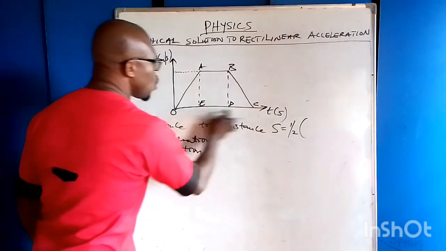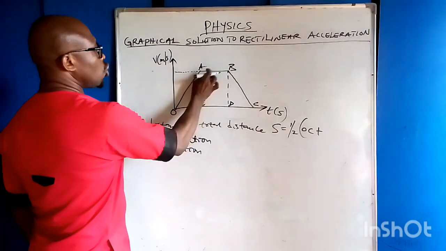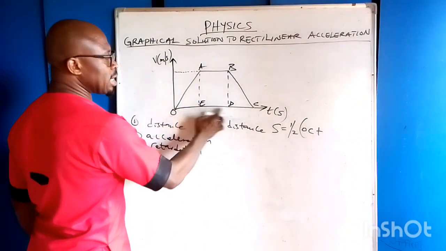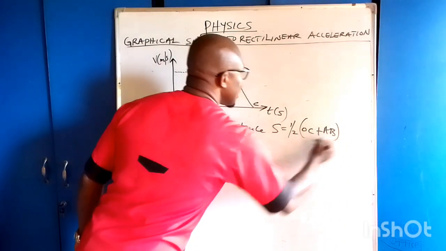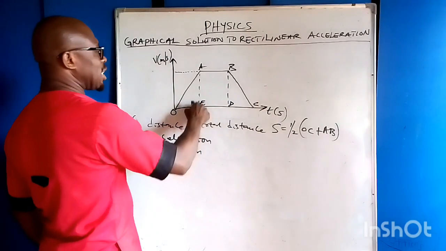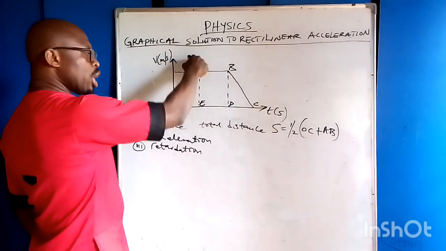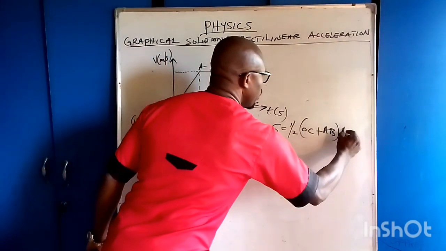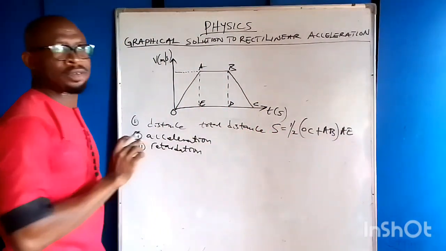Now, the longer side is OC plus the shorter side. You can take it as AB or as ED. However, we can now take it as AB. Now, times the height. The height is either AE or EA or BD. That is the height. So we can now have AE. So this is the total distance covered.